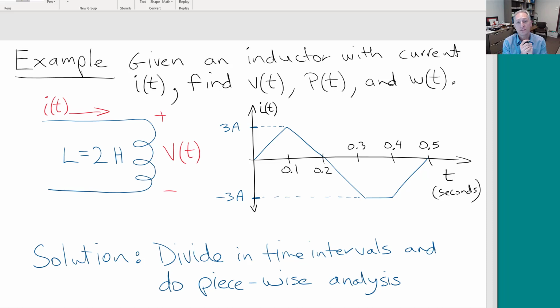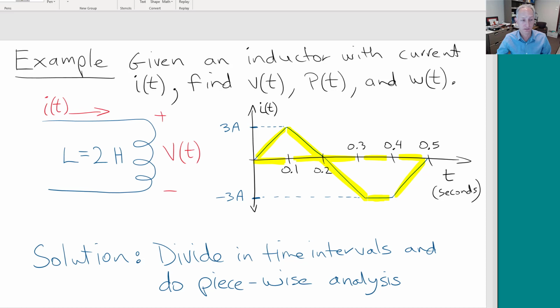The approach we're going to take is the same as what we did for the capacitor example, and we're going to divide into time intervals and do a piecewise analysis. So we're going to divide into this time interval and examine this current, and then we're going to do the second time interval and examine this current. Then we're going to do the third time interval and this current, and then finally the last one. So that's the approach we're going to take.